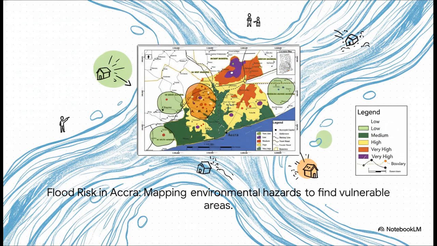And this isn't just about disease mapping. The same exact techniques can be used for all sorts of things. Here, for example, is a flood risk map for Accra. By taking data from specific points, maybe elevation or past flood levels, planners can create a map that clearly shows which parts of the city are in the most danger. This is how you turn raw data into a plan for protecting people and property.